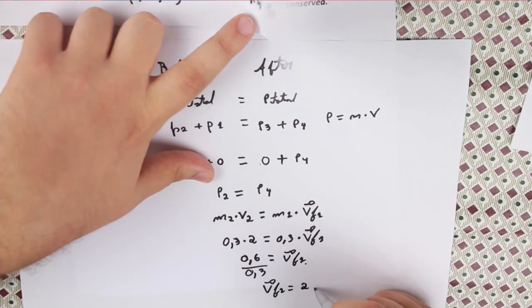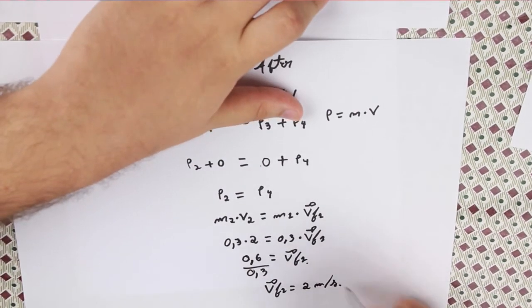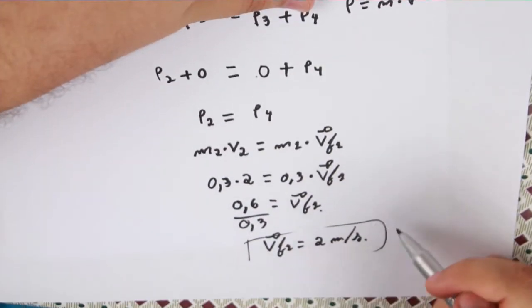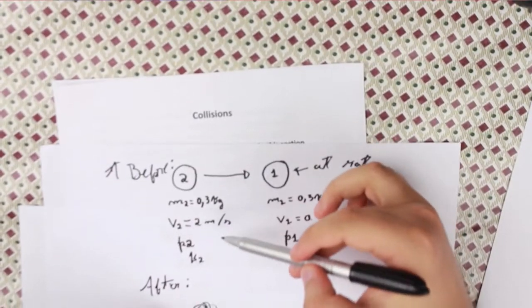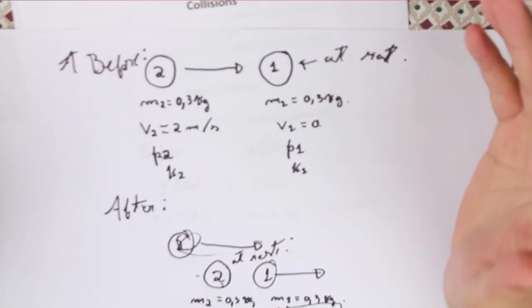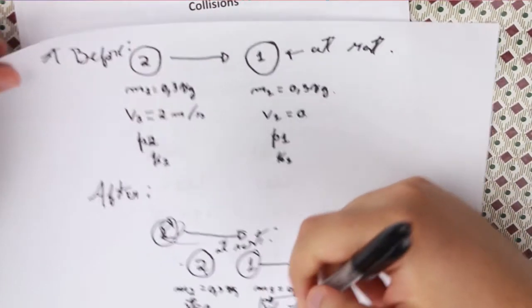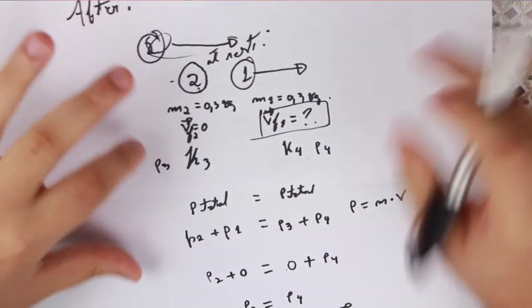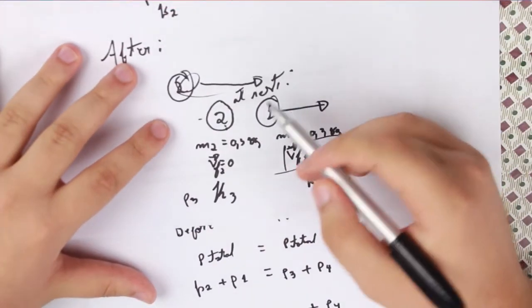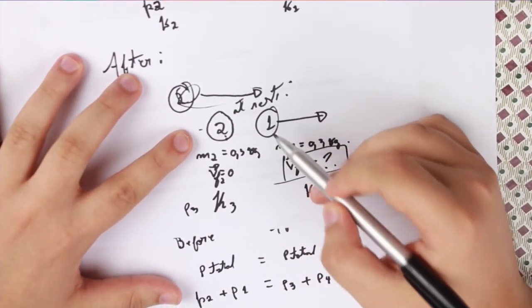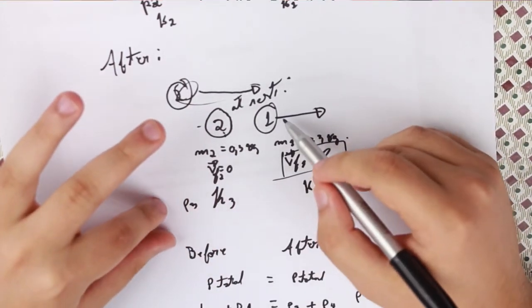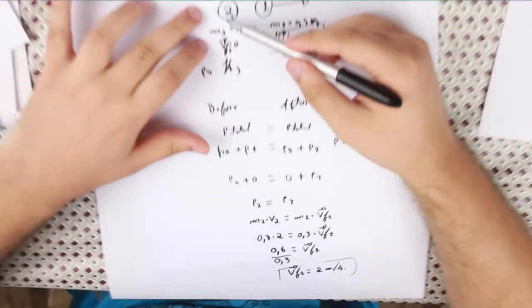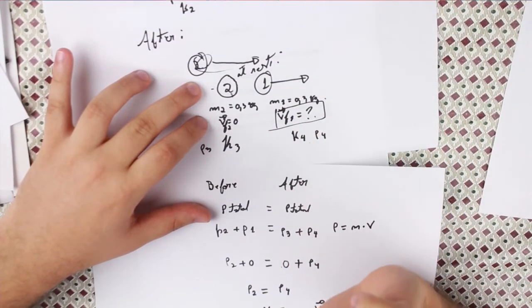So the answer is 2 meters per second. As you see, it's the same velocity as ball 2 at the beginning of the experiment. So we can conclude that when two balls with the same masses collide, considering one at rest, the ball that was hit gets the same velocity as the ball that transferred the energy. So basically that's it.